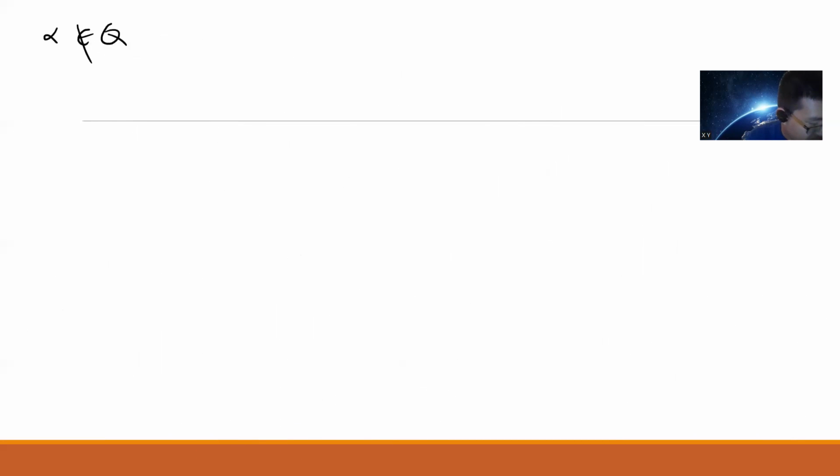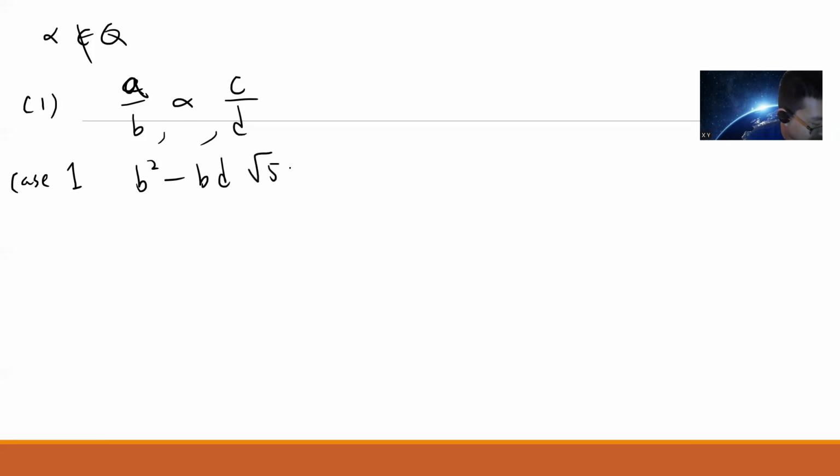Okay, so the proof is very simple. Notice that this Farey series can go to infinity. Since alpha is irrational, you can always find two adjacent numbers in the series. Case one is that b squared minus bd square root of 5 plus d squared is less than 0. Suppose this is true. It's either greater than 0 or less than 0, but let's do the first case. Let's suppose it's larger than 0.